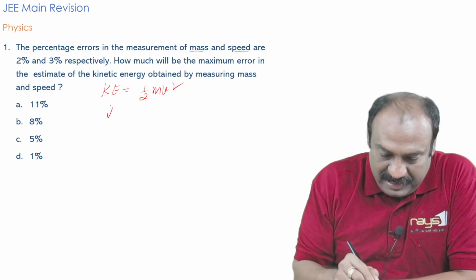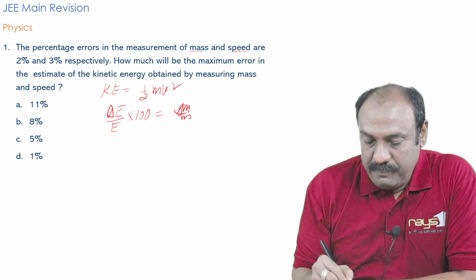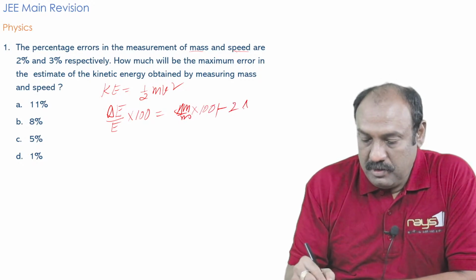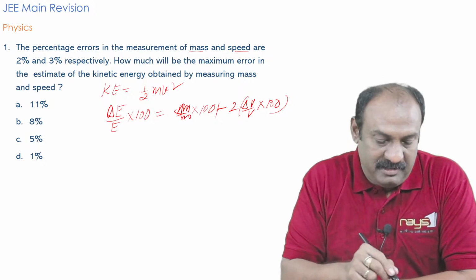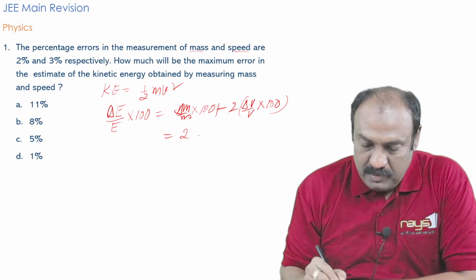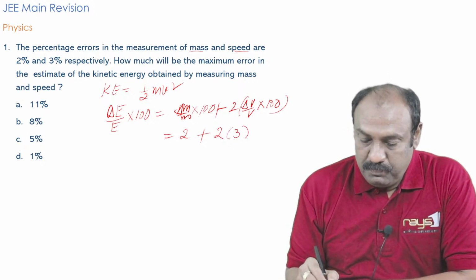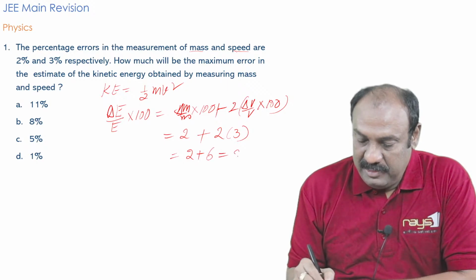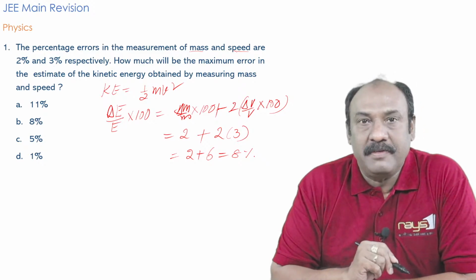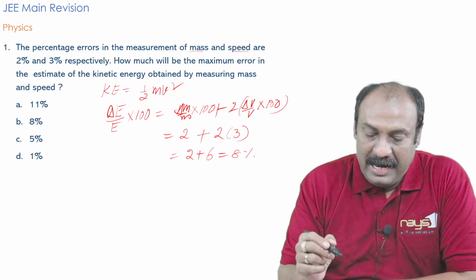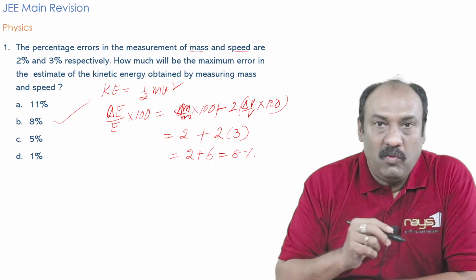So here percentage of error in kinetic energy is delta E by E into 100 is equal to delta M by M into 100 plus 2 into delta V by V into 100. The percentage of error in the mass is given as 2%, plus 2 into the percentage of error in the speed, which is 3%. So 2 plus 6, that is 8%. So if mass and speed percentages are given as 2% and 3%, then the percentage of error in the measurement of kinetic energy according to the given data is 8%. So answer is B for question number 1.